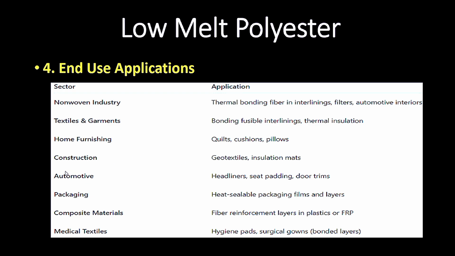Fifth application is the automotive industry: headliners, seat padding, door trims. Sixth is packaging: heat sealable packages, films and layers, and composite materials, fiber reinforcement layers in plastic or FRP. The last application is medical textiles: hygiene, pads, surgical gowns, bonded layers. These are the applications of low melt polyester fiber.